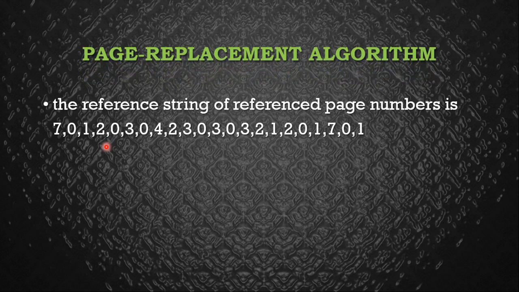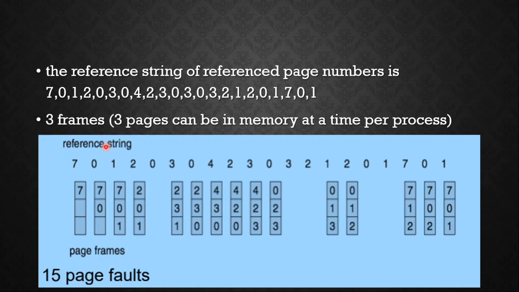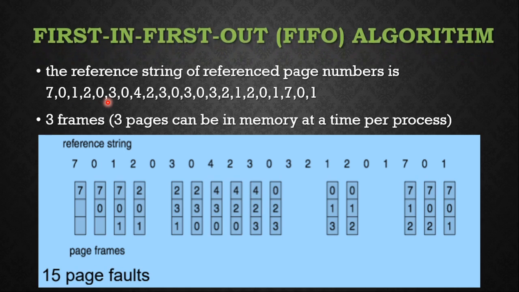So let us see how this works. There are three algorithms, namely first in first out, least recently used, and optimal page replacement algorithm. These are the three main algorithms, and there are also many others, but we will see only these three, which are used to solve the page replacement problem. Now let us see the first algorithm, first in first out.